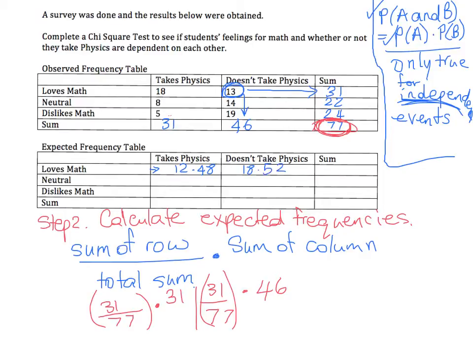To make sure we've done it properly, there is a wonderful way to test. The sums should be the same as they were before. So when we add up 12.48 and 18.52, we should get 31, and we do, so we can rest assured that we did that calculation properly. Now I'd like you to go through and try on your own. Pause it and try on your own, and I'll fill in the rest.